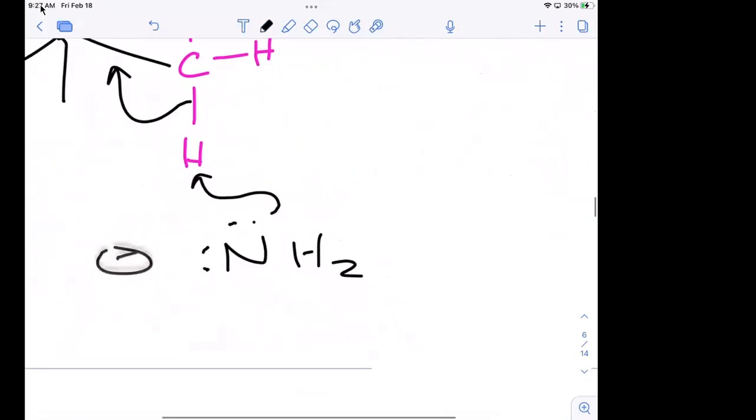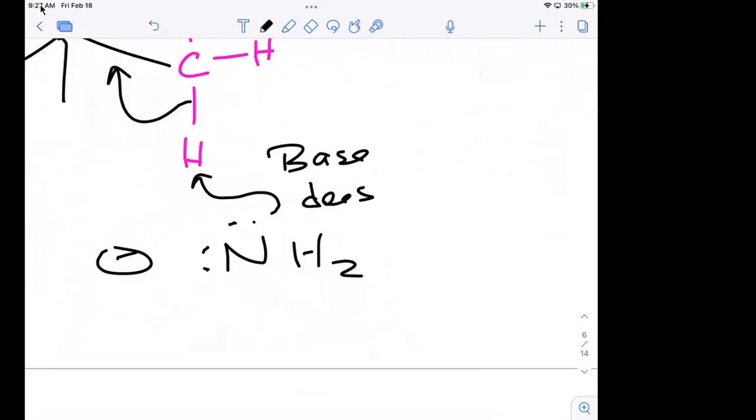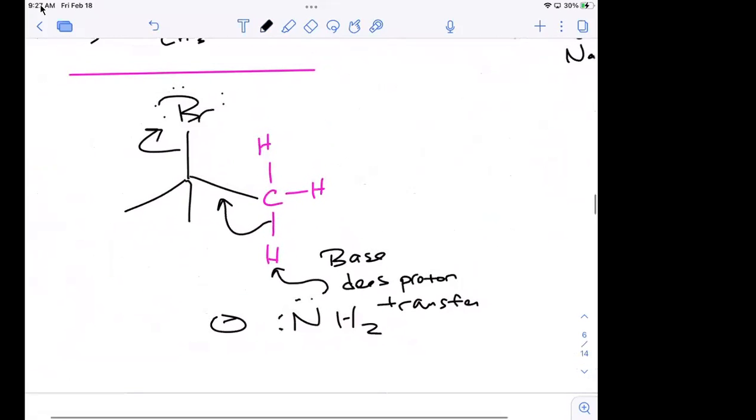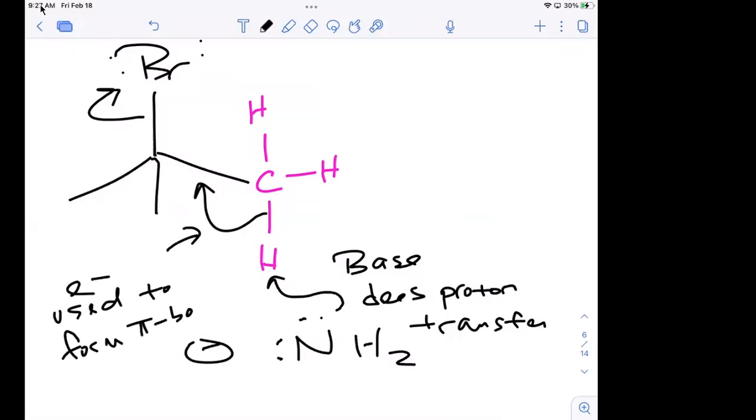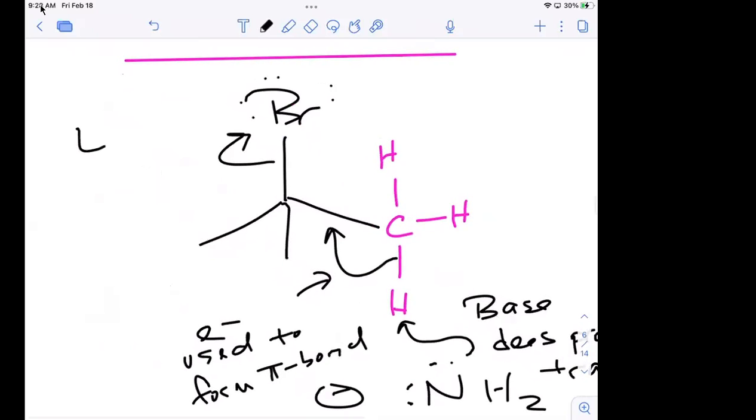All right, so now when we look down here, this is the basic mechanism for E2. The base comes in and does proton transfer, right? The CH bond, those electrons are being used to form your pi bond. And then the leaving group is leaving at the same time.